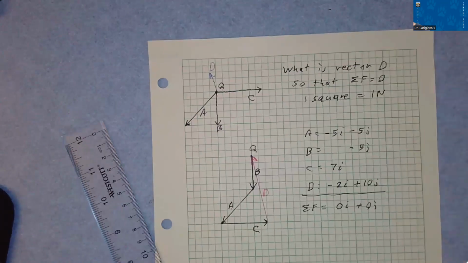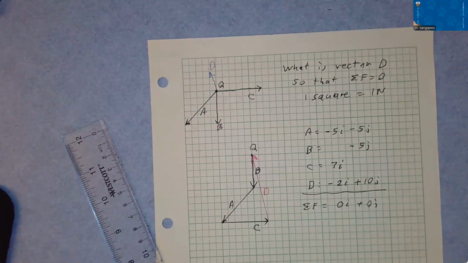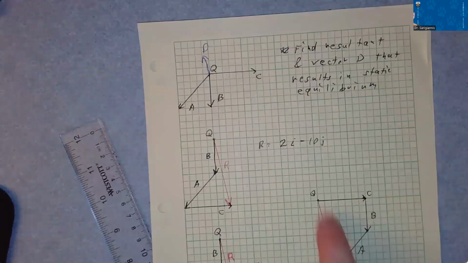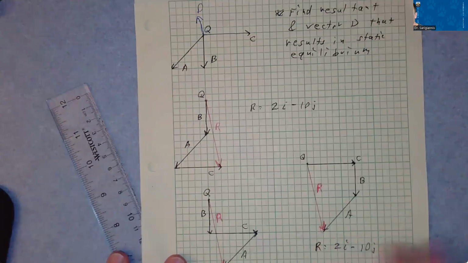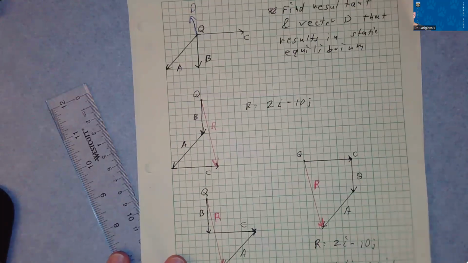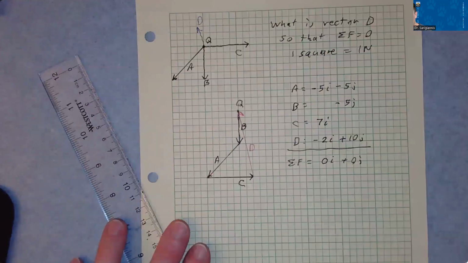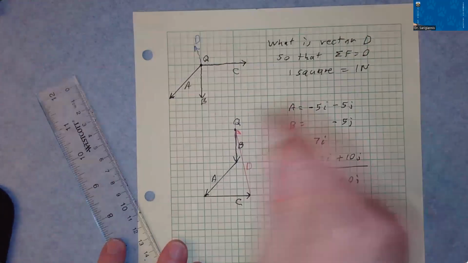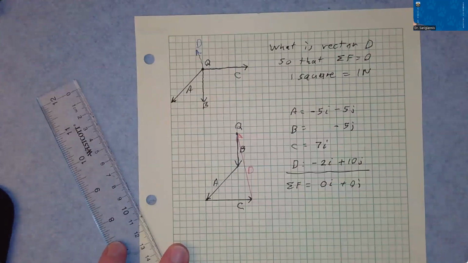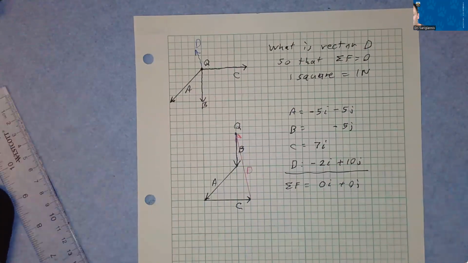So again, two different approaches to finding this problem. In this problem, we found the resultant R, and we said, oh, vector D, to make static equilibrium, has to cancel out vector R, right? And over here, to find static equilibrium, we said, all right, we don't know what D is, but we're going to draw it in. We're going to add it into the rest of our vectors. Add vector B plus vector A plus vector C plus vector D. And we wind up with the sum of the forces equal to 0.